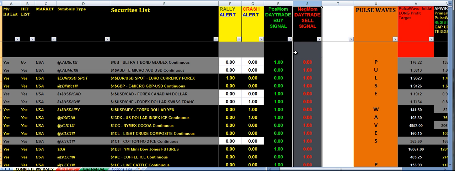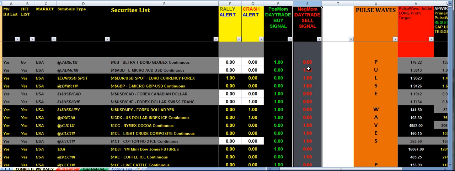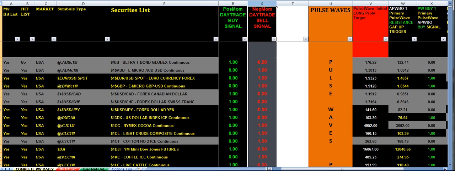So if it's green here and there's a 1 there, you can expect some bullishness in that market. We're looking for follow through. Likewise, if you have a 1 here on the negative momentum side, we're looking for some selling pressure to enter into the market for the day.